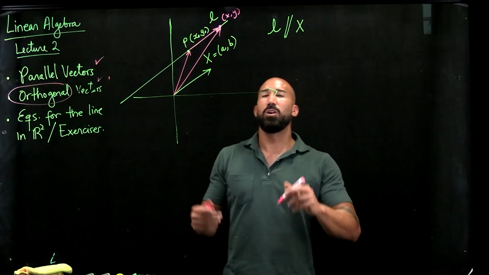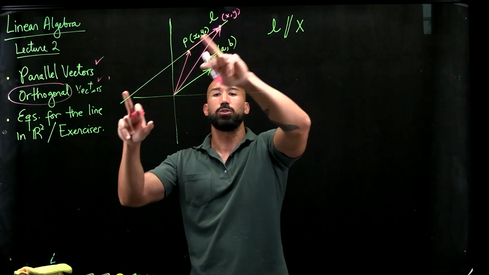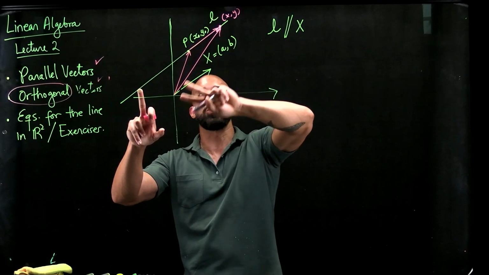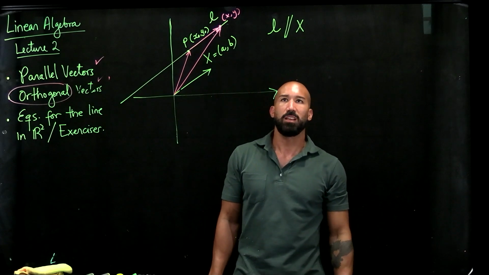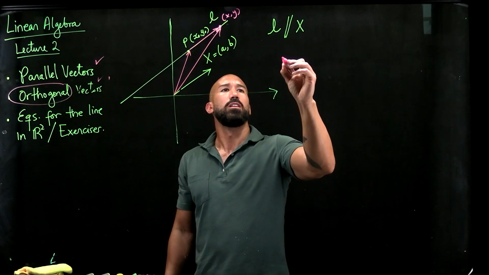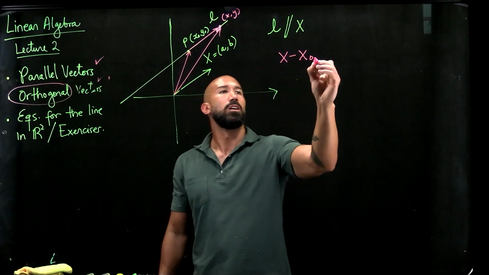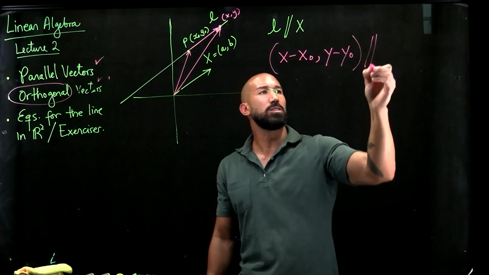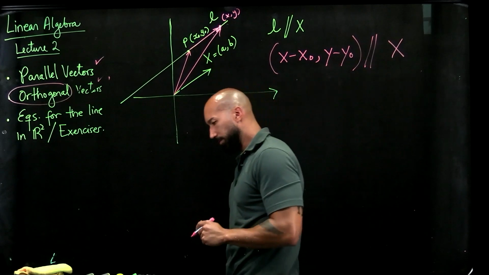Is that okay? So basically what this means is that any other point that I choose on the line is producing, if I consider the corresponding vectors, a subtraction that is going to be parallel to this one here. But what is this vector here? Well, this vector here is x minus x0, comma, y minus y0. And basically this vector must be parallel to the given vector.